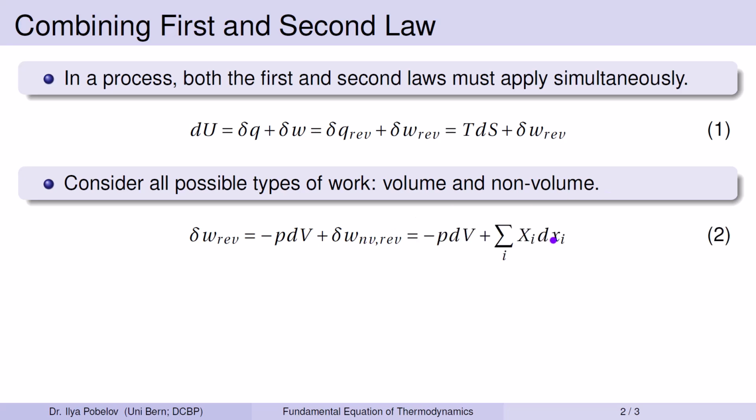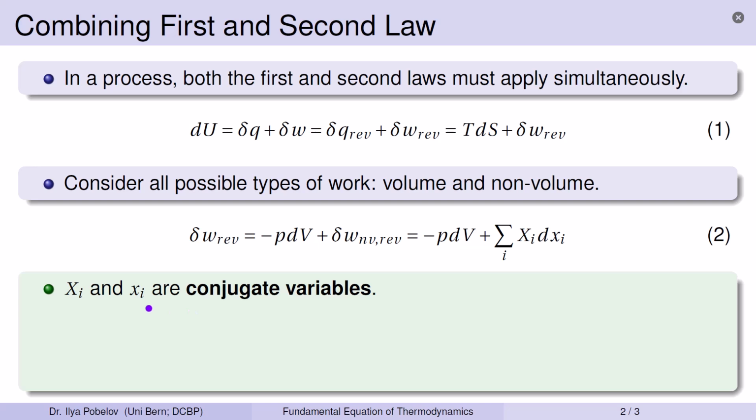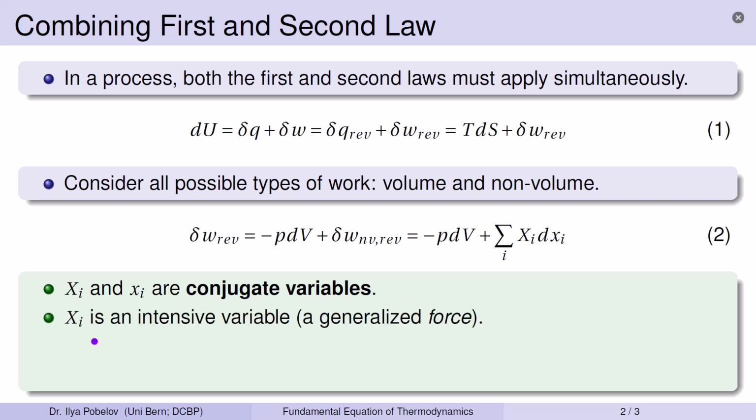Generally, the infinitesimal change of work due to a specific physical interaction can be represented as a product of two quantities. Here they are shown as uppercase X times the differential of lowercase x. These two quantities, uppercase X and lowercase x, are known as conjugate variables. In the pair of conjugate variables, the uppercase X is an intensive variable. It is a generalized force determining the interaction between the system and the surroundings.